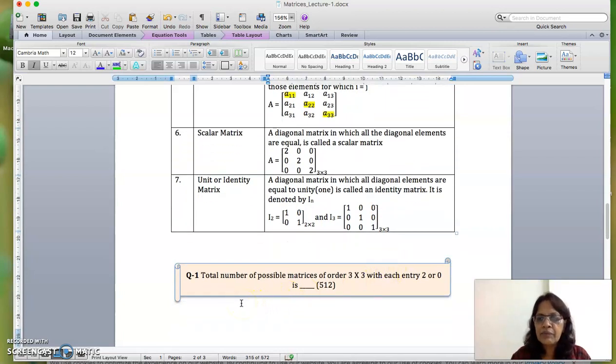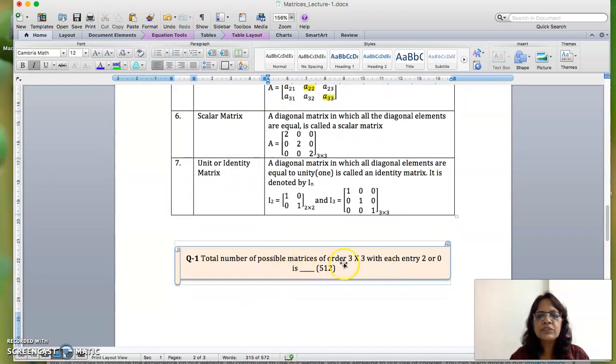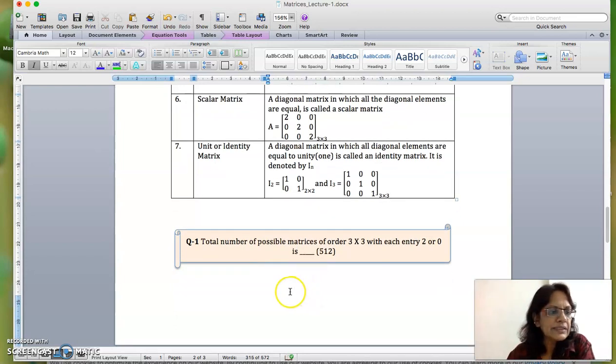Answer इसका आपको I will be telling you in the next lecture. Okay. So total number of matrices of order 3 cross 3 with each entry 2 or 0 is. Answer I have given you. Just try to work it out. कैसे काम करेगा? And this I will be telling you in the next lecture. This is an important 1 mark MCQ of another blank type of question. So this I will be discussing in the next session.